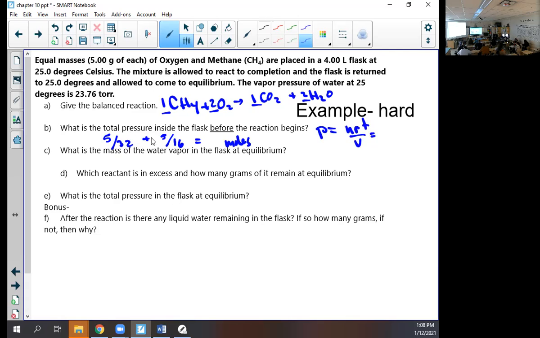What's the total number of moles at the start? Anyone have this answer right here? 0.468? Yeah. Okay, good enough. I didn't have space, so I just put R right there. Oh, I did have that. Never mind. We just divide by 4. Yeah, oh my. It's not as terrible as you think. You just don't know how to do it yet.